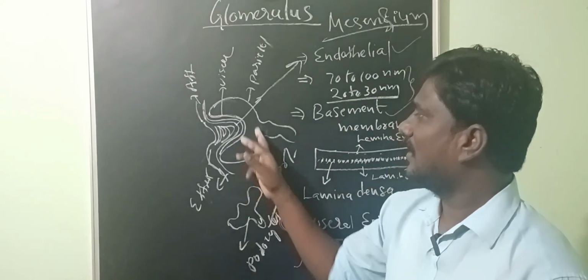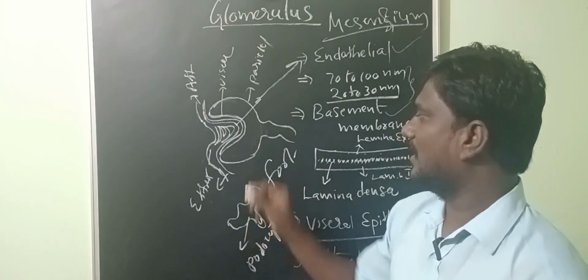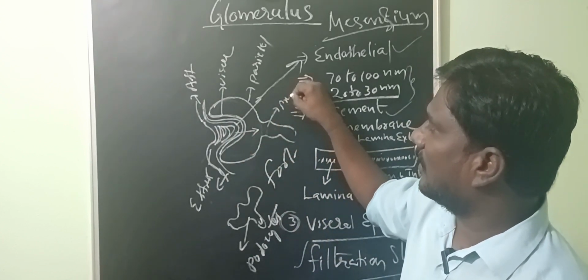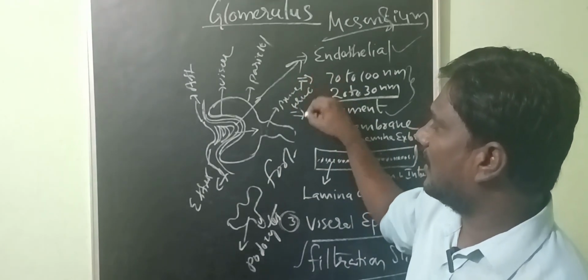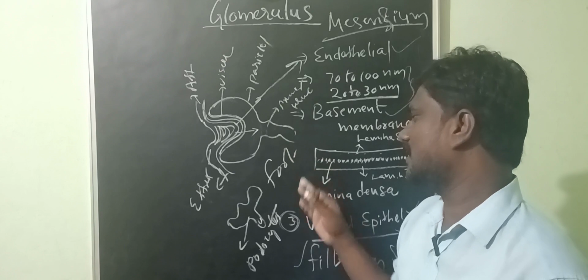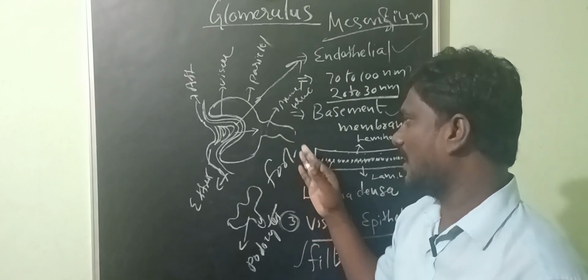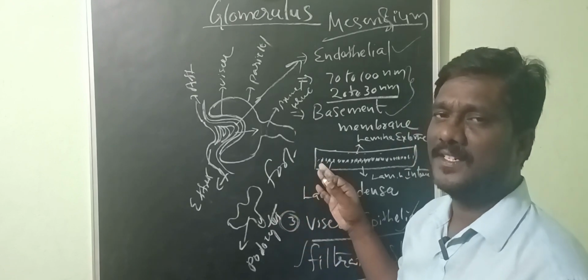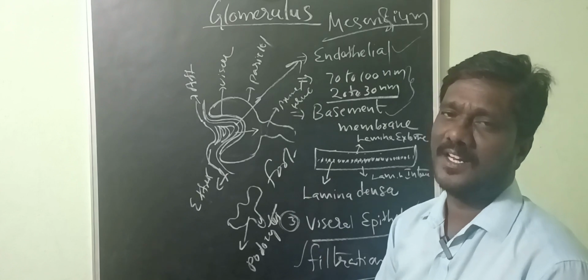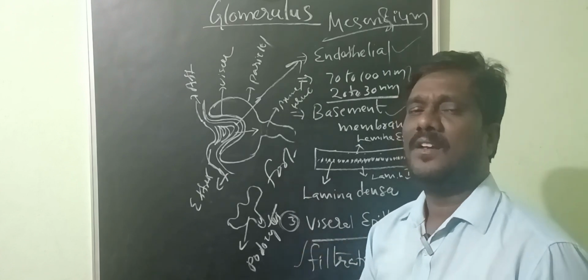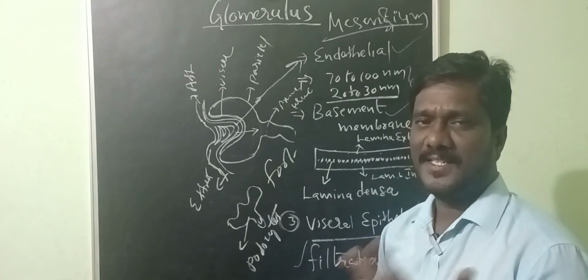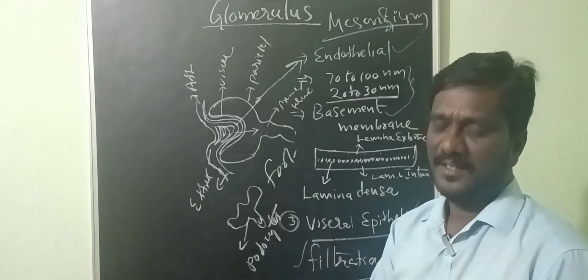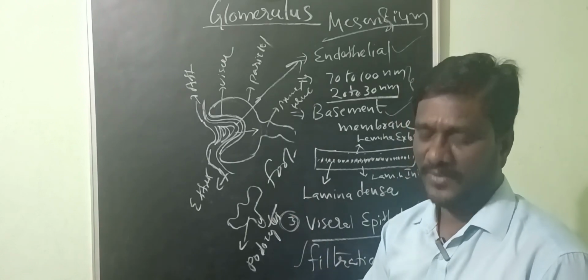Okay, next, after filtration, the water that is present here is called primary urine. Next, this filtrate, the primary urine, passes along the PCT, DCT, loop of Henle, and next the collecting duct. They concentrate and retain what is useful. Again, they absorb and secrete, and altogether the urine formation takes place. This is the structure of the glomerulus and its functions. Okay, thank you.